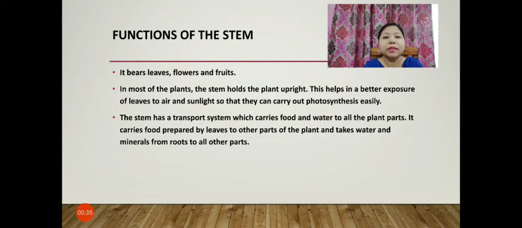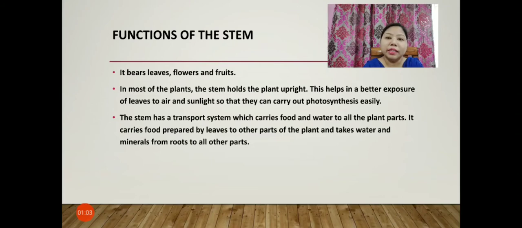The stem has a transport system which carries food and water to all parts of the plant. It also carries the food prepared by the leaves to different parts of the plants, and also the stem helps in transport of water and minerals from the soil to the other parts of the plants and basically to the leaves.